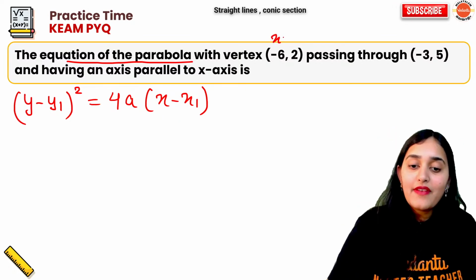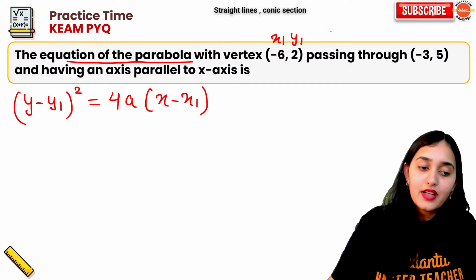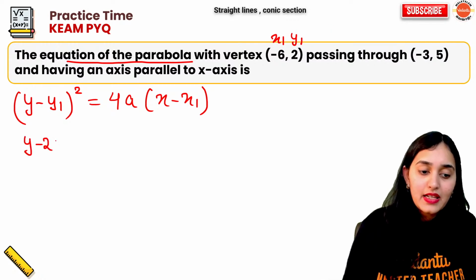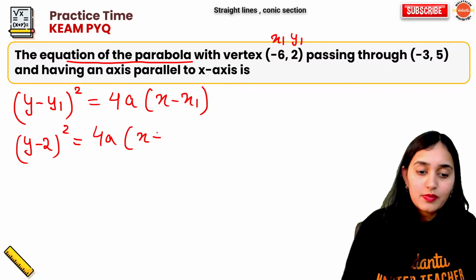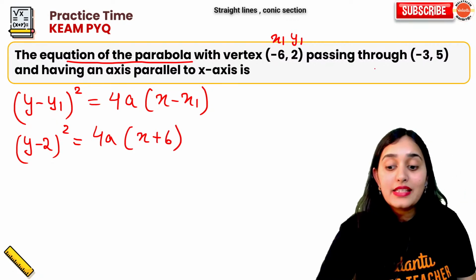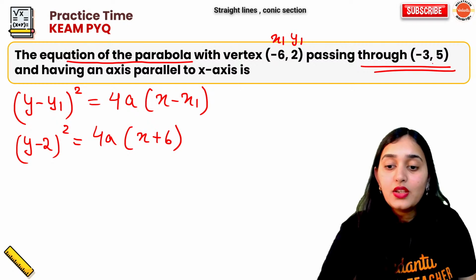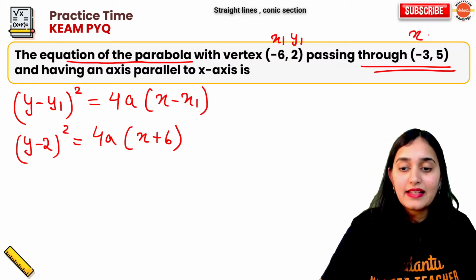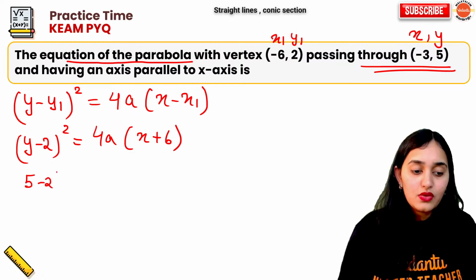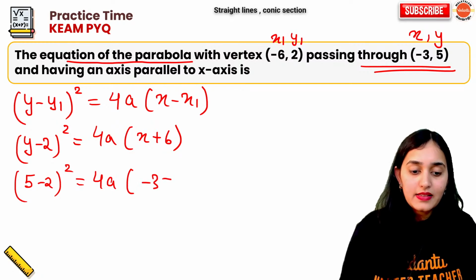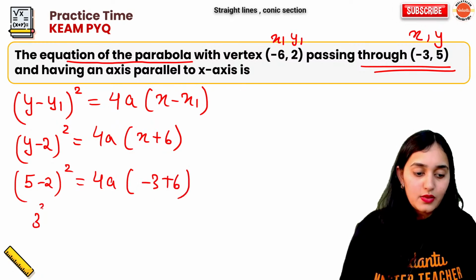Now what is x1, y1? This is x1, this is y1. Put it here. y minus 2 whole square is equal to 4a into x plus 6. Now they are saying that it is passing through this point. That means this is x, this is y. Put it over here. So 5 minus 2 whole square is 4a into minus 3 plus 6. So 3 square is 4a into 3.